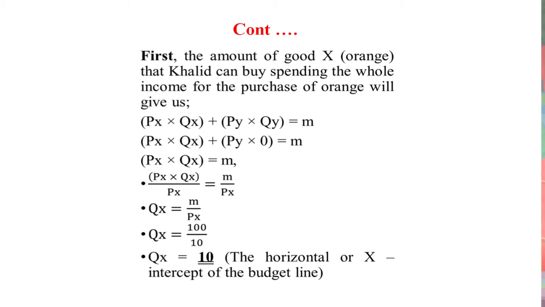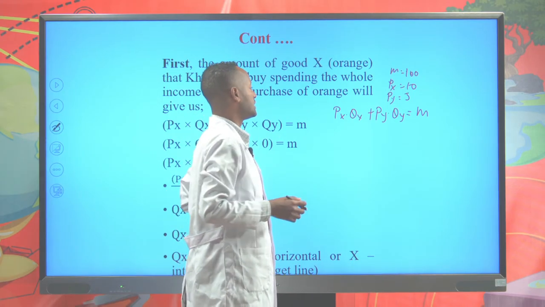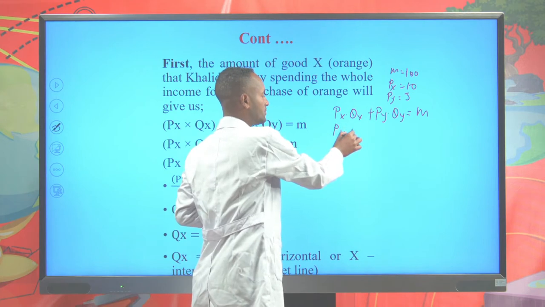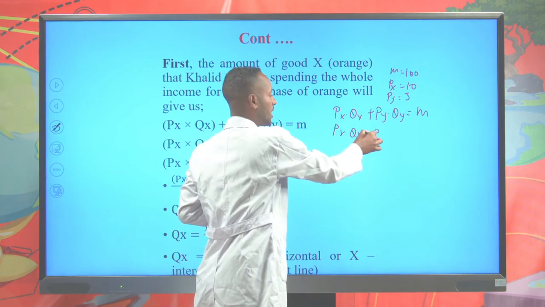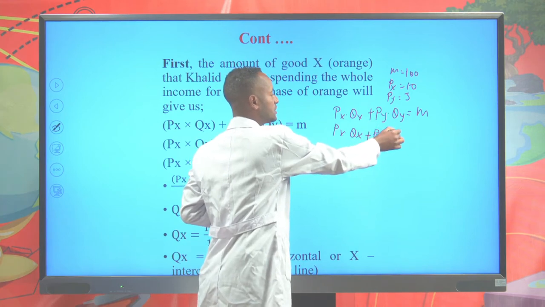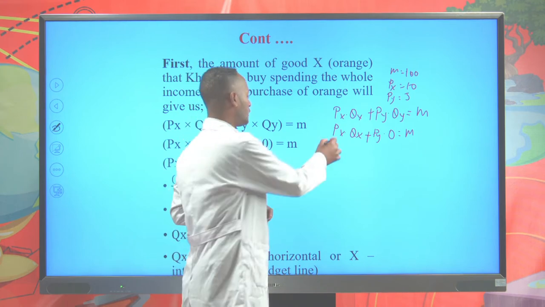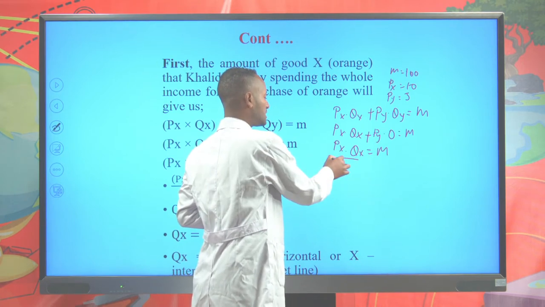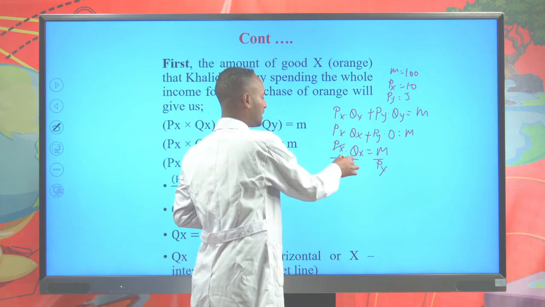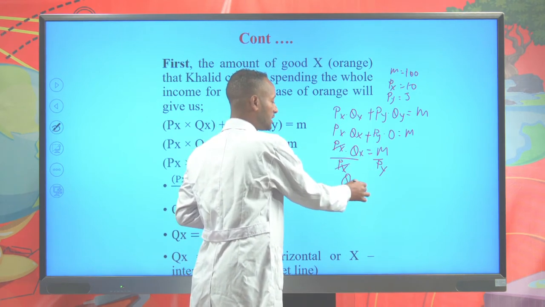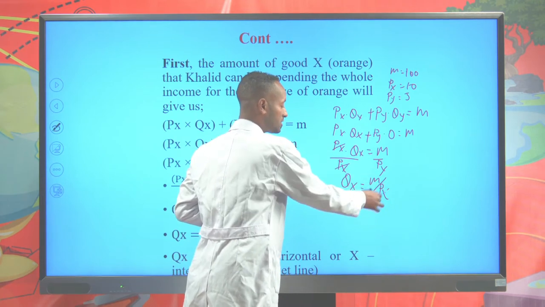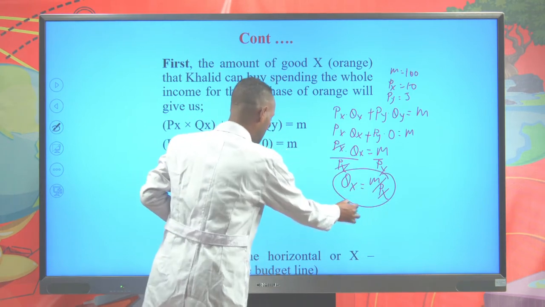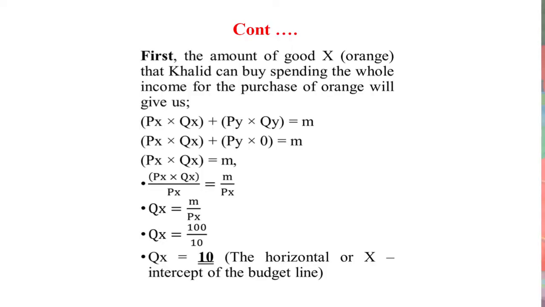Now, if Khalid spent the whole income for the purchase of commodity X, that means he will not buy any amount of Y. That means the price of commodity X times the quantity of commodity X plus the price of commodity Y times the quantity of commodity Y, which is zero, is equal to income of a consumer. And this will give you the price of commodity X times the quantity of commodity X, which is equal to income of a consumer. When we divide both sides by the price of X, then we can cancel the price of X. This is the amount of commodity X that a consumer can buy. Spending the whole income for the purchase of good X will be income divided by price of X. This is the horizontal intercept or the x-intercept of the budget line.